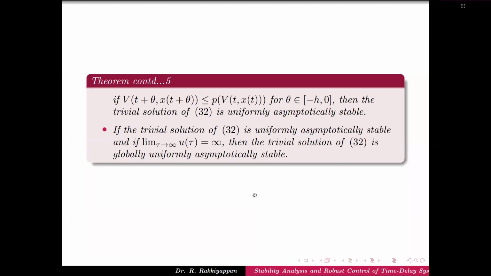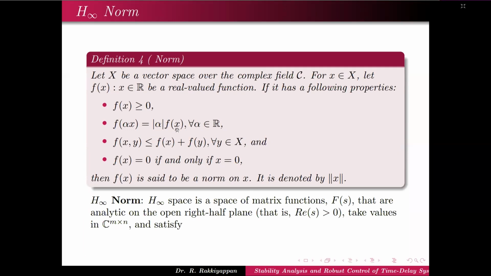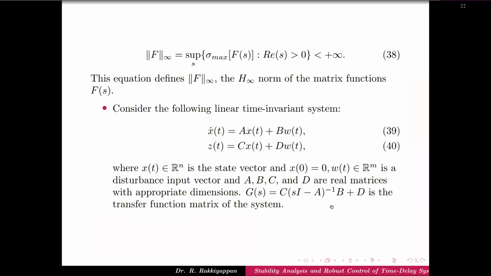And then we have to define a norm. We have to define the H infinity norm. This H infinity norm is applicable for the space of measurable functions f of s. We have to define norm f infinity equal to the supremum over all s, of the maximum eigenvalue of f of s, such that the real part of s should be positive. Then the supremum should be finite. So this equation defines norm f infinity, the H infinity norm of the matrix function f of s. This is the H infinity norm. The inequality 38 is the H infinity norm for the matrix functions.